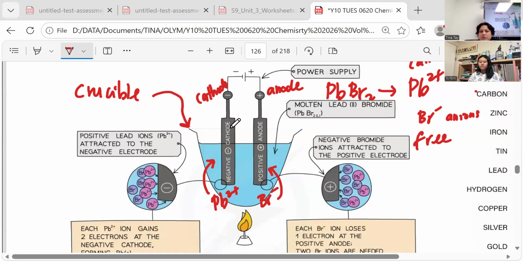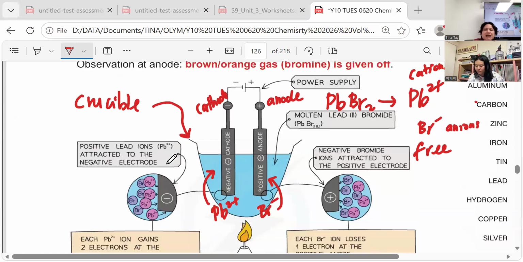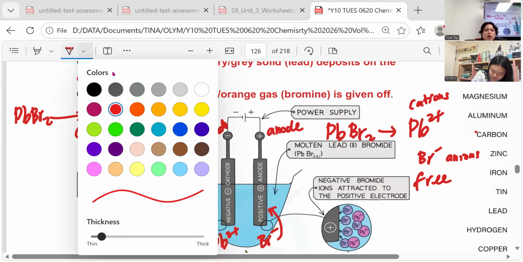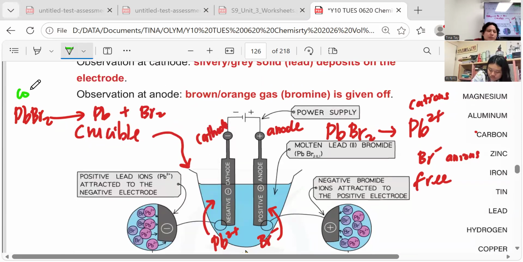Okay, what are they trying to do? They are trying to return to original. Because remember, it is an ionic compound. They are not happy with each other. They want to break up and they want to change back to become elements. So from compound, they want to change back to become elements.